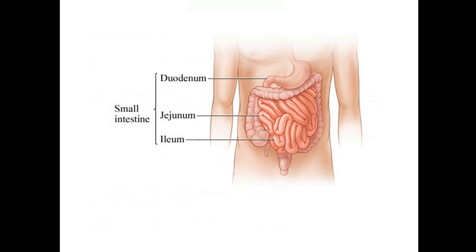Here's a picture of the small intestine. You can also see the various parts of the small intestine: duodenum, jejunum, and ileum.